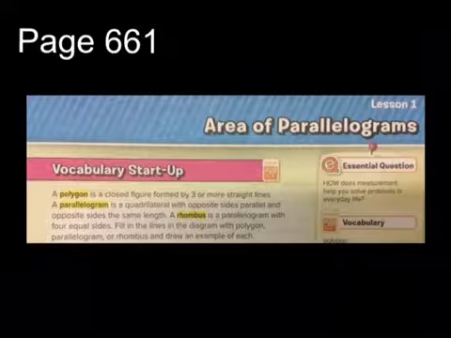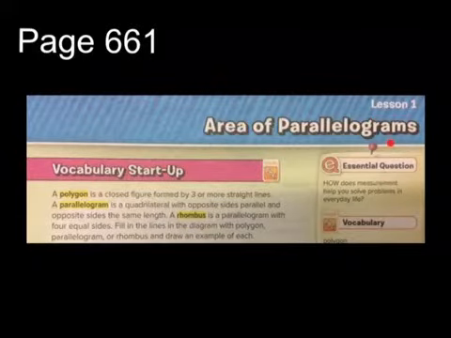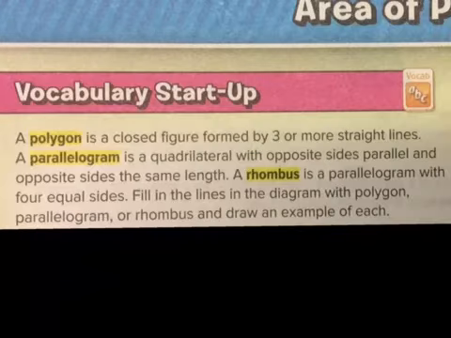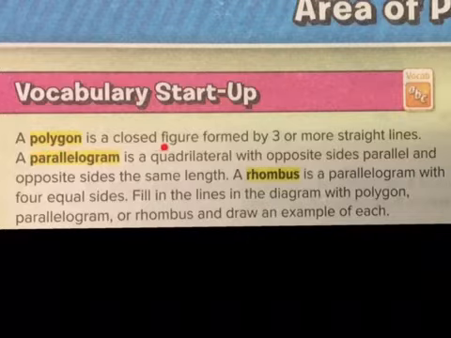Let's get started. Starting on page 661, as I mentioned, we're going to look at lesson 1, area of parallelograms. Let's get familiar with the vocabulary. A polygon is a closed figure formed by 3 or more straight lines. A parallelogram is a quadrilateral, so it has 4 sides, with opposite sides parallel and opposite sides the same length. A rhombus is a parallelogram with 4 equal sides. Fill in the lines in the diagram with polygon, parallelogram, or rhombus and draw an example of each.